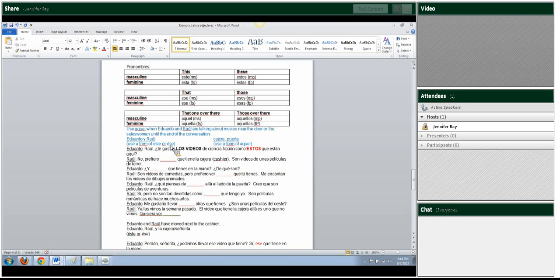Okay. And so it's a form of aquel. And these were our choices: aquel, aquella, aquellos, aquellas. We're still talking about videos, right? He says, do you like science fiction videos like those that are right here? No, I prefer those ones by the cashier, meaning still the videos because we haven't mentioned any other noun. So we're still talking about videos, and the one that matches videos would be aquellos, so I can get rid of the other ones.